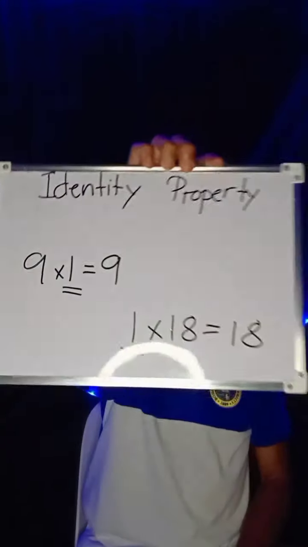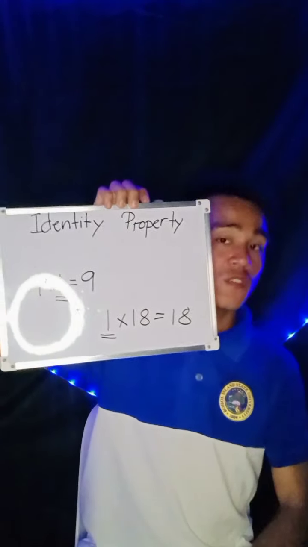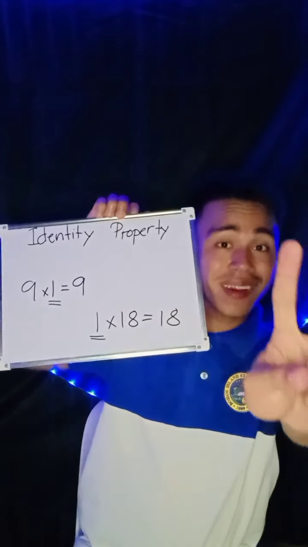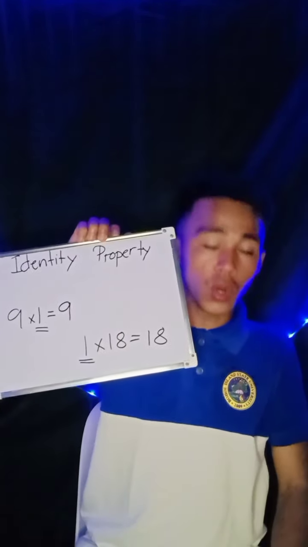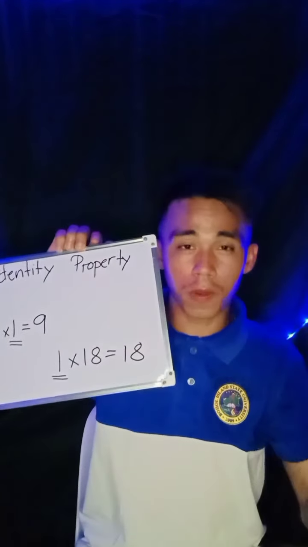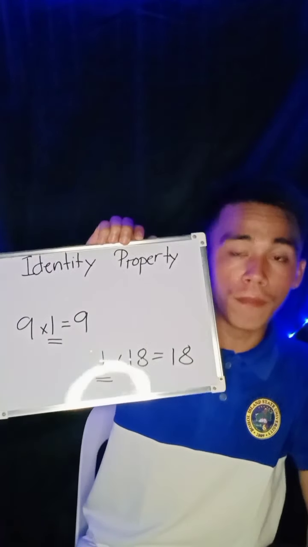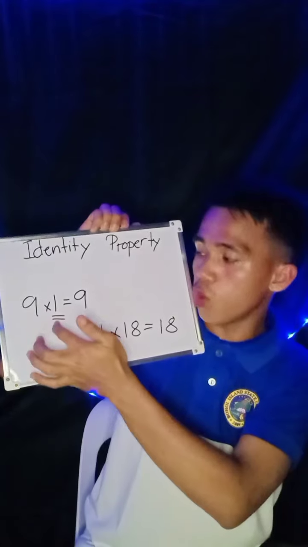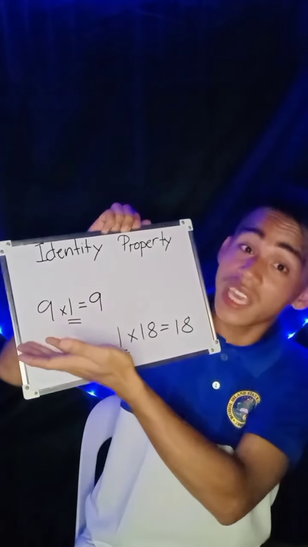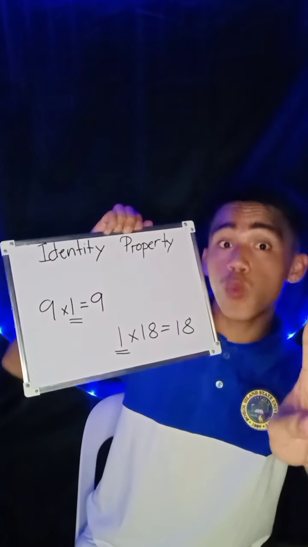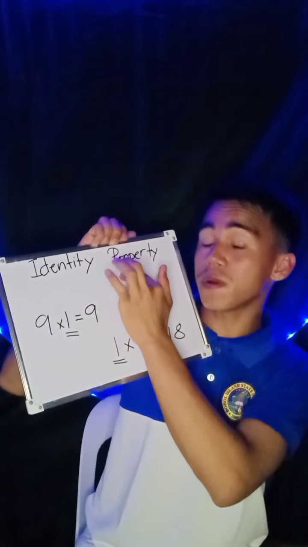And the third property of multiplication is the identity property. The identity property tells that any number multiplied by 1 is still the same. So meaning, if you multiply any number by 1, nothing is added and nothing is taken away, it is still the same. So for example, 9 times 1 equals 9. Right? Nothing was added to the 9, and nothing was taken away. It's still the same.